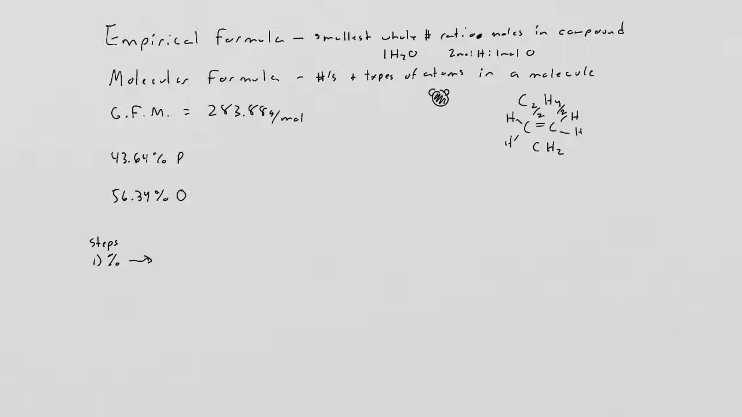So, given that you're starting with percentages, for example, let's say you have a substance with a GFM of 283.88, and it's made of 2 elements, just phosphorus and oxygen, and the ratio by percent is 43% phosphorus and 56% oxygen. All right, well, the first step you can do is make an assumption. The assumption you kind of always want to make is that you have 100 grams if they start you with percentages. So you convert that into grams and say, okay, I have 43.64 grams of phosphorus, and I have 56.34 grams of oxygen. And I can convert that into moles very easily.